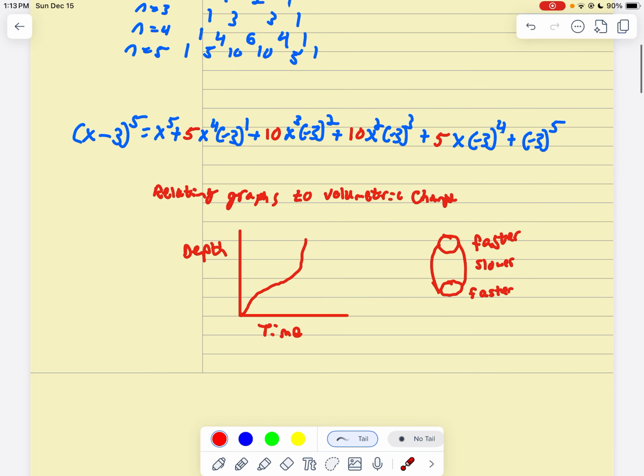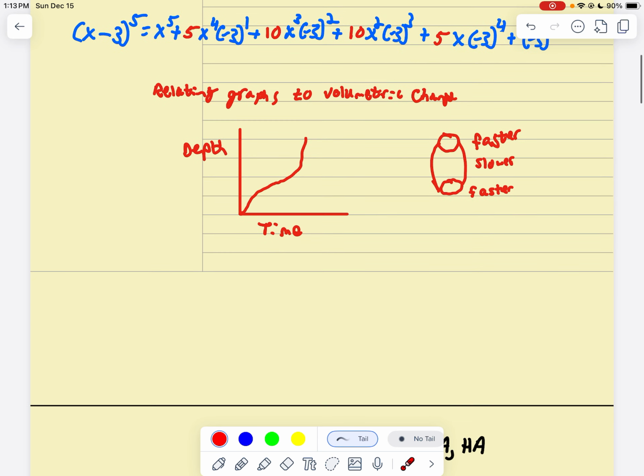Here is (x minus 3) to the 5th. Notice it begins with x to the 5th. Then the first coefficient is 5. x to the 4th, negative 3 to the 1. Notice the 4 and the 1 add up to 5. Then it's a 10. x to the 3rd, negative 3 squared. Then it's another 10. x squared, negative 3 cubed. Then it's a 5x, negative 3 to the 4th. And then it's just a 1, negative 3 to the 5th.